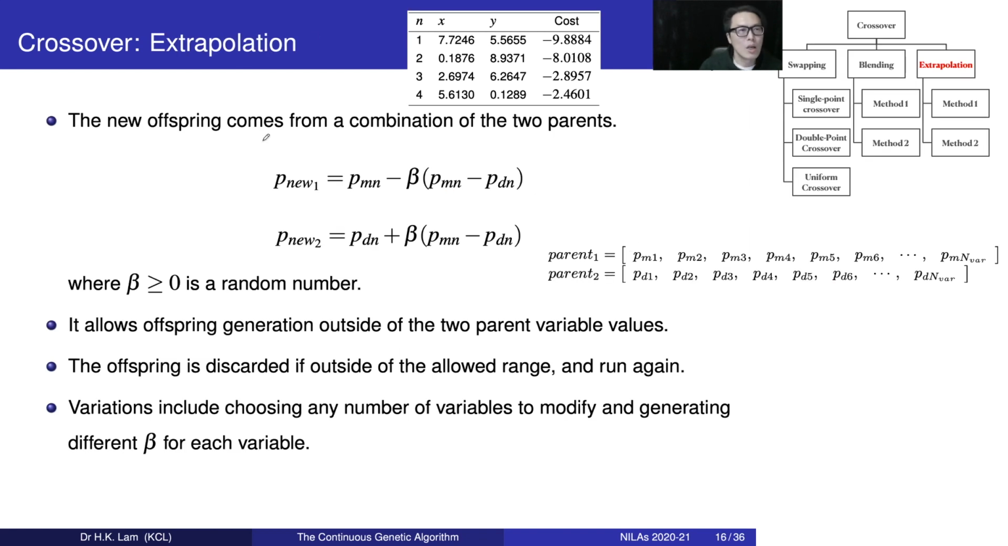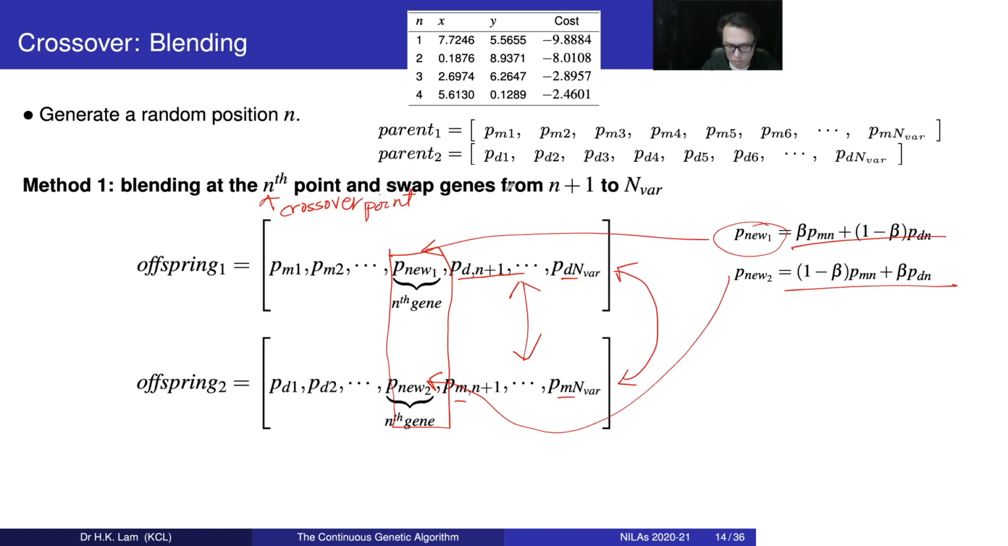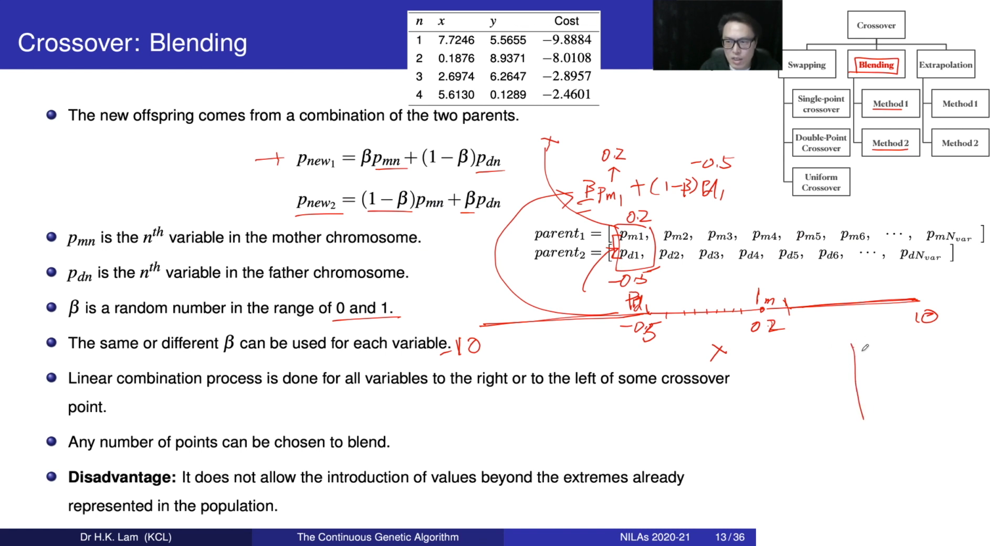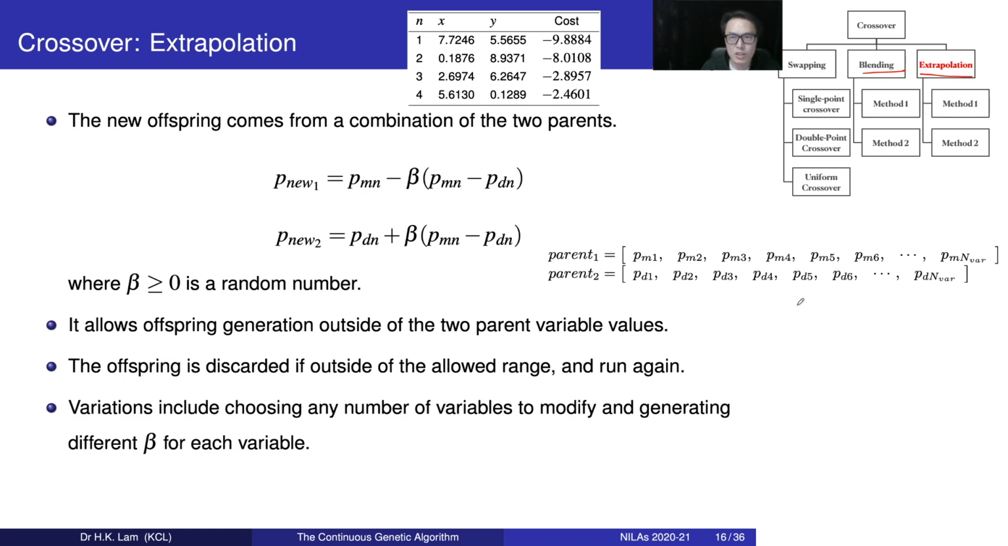Now I'm going to talk about extrapolation. Remember that in blending, as I mentioned before, we cannot generate anything outside the range bounded by PMN and PDN. Anything we generate must be within this boundary. So what about values outside? To overcome this limitation, we use extrapolation. The equation becomes something like this.